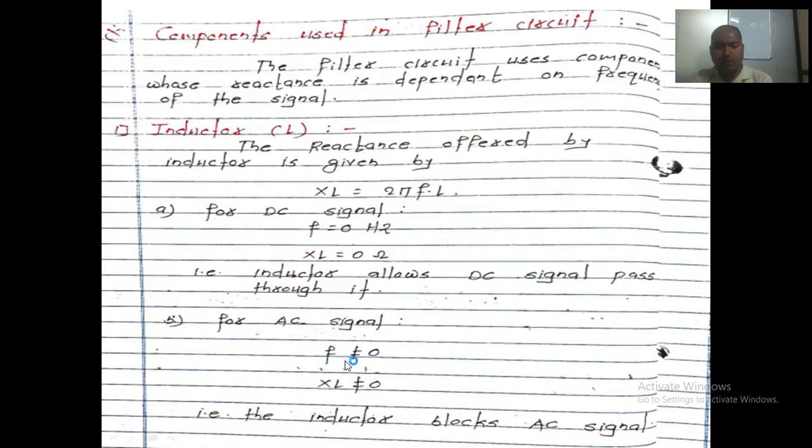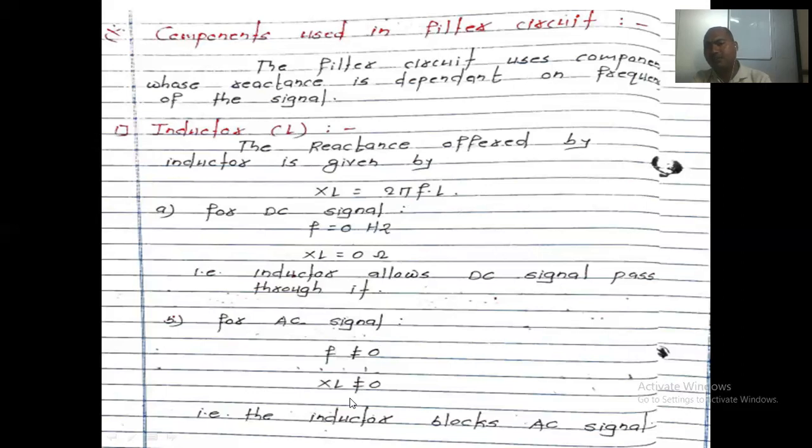Whatever I'm telling you with respect to this point. See, for an AC signal, frequency is not equal to 0, meaning the frequency has some value. We consider a frequency of 50. 50 into 2 pi is nothing but 100 pi. The inductor is considered as one value, so XL is 100 pi, which indicates that it has some value. So it indicates that XL is not equal to 0.